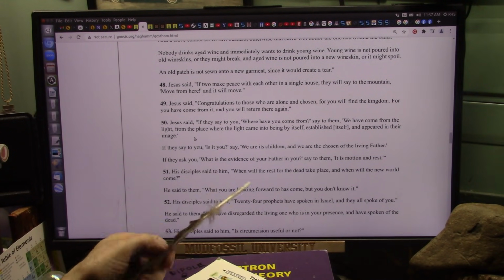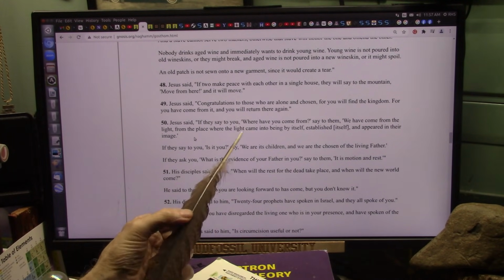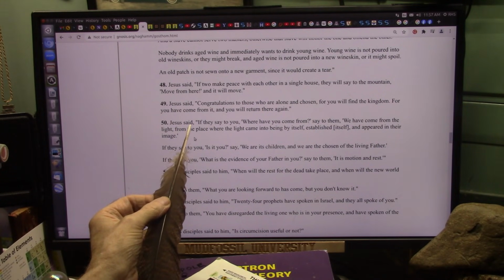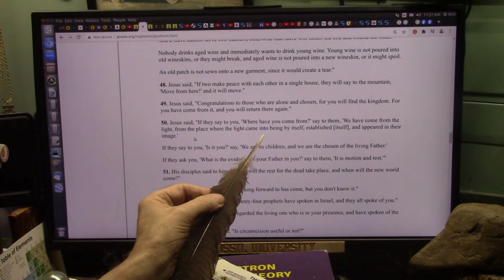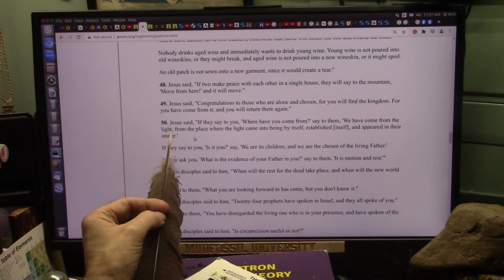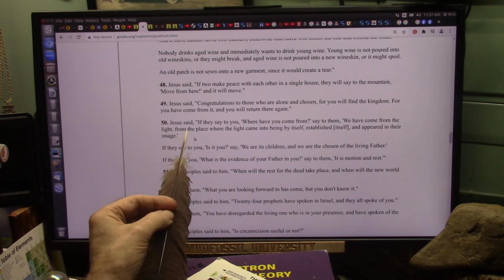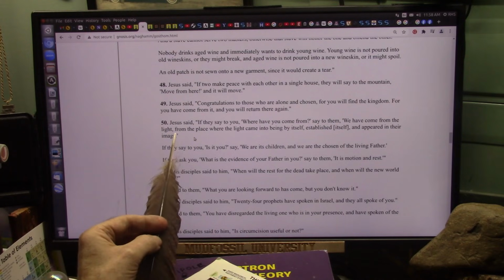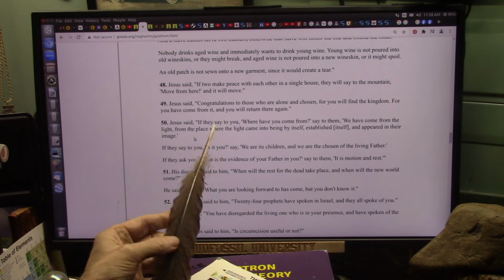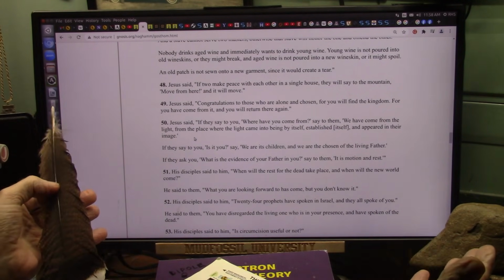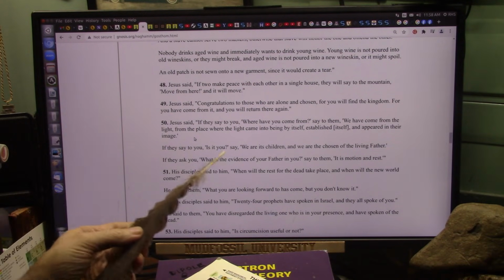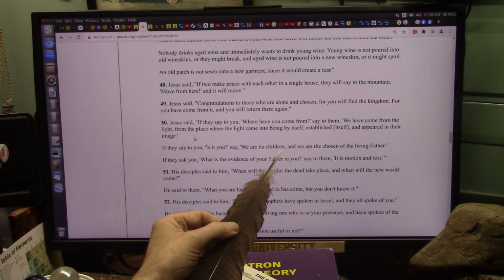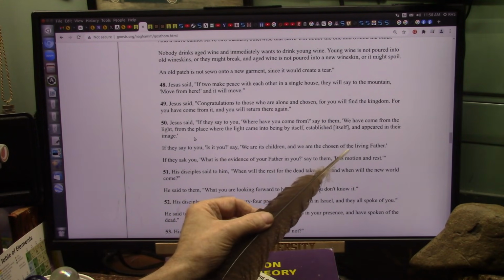Now, when they say science and religion and believing in God and all that stuff doesn't mix, no, totally wrong. Jesus actually said, if they say to you, where have you come from? Say to them, we have come from the light, the dipoles, from the place where the light came into being by itself. It established itself and appeared in their image. So the light appeared apparently as something like us. If they say to you, is it you? Say, we are its children. We are the chosen of the living Father.